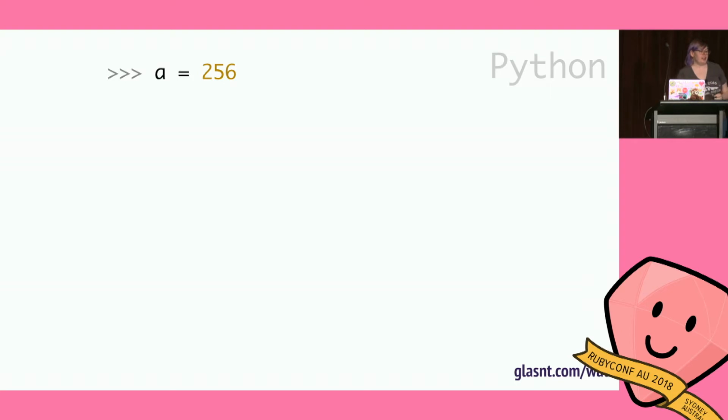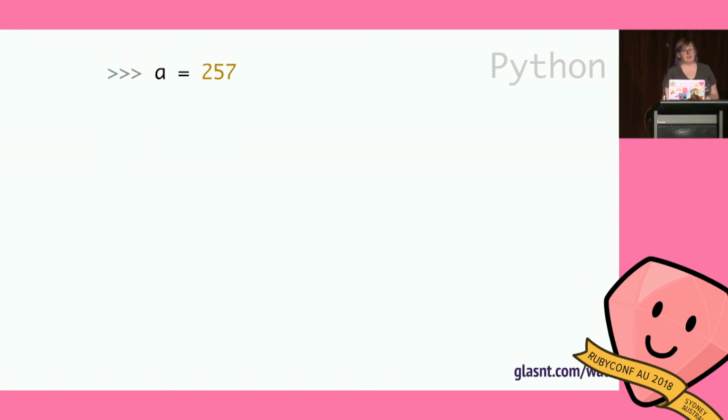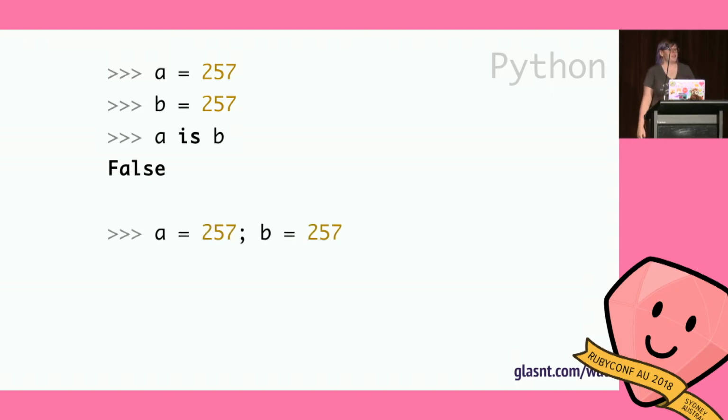In Python, if I declare a variable a as 256 and a variable b as 256, is a b? True? False? It's true. If I declare a variable a as 257 and b as 257, is a b? True? False? It's false. But if I declare both variables on the same line and check, they are.